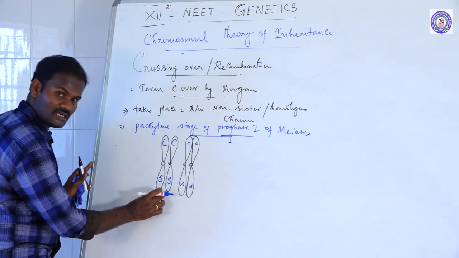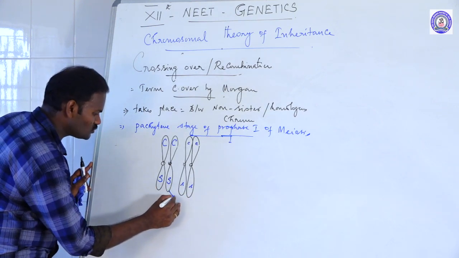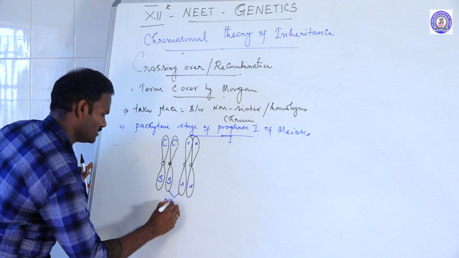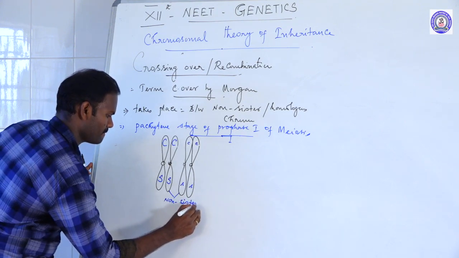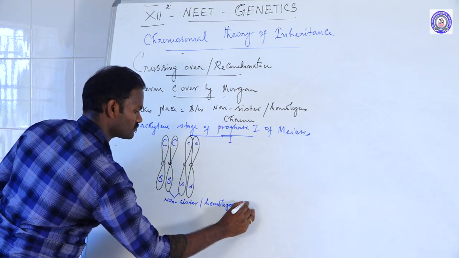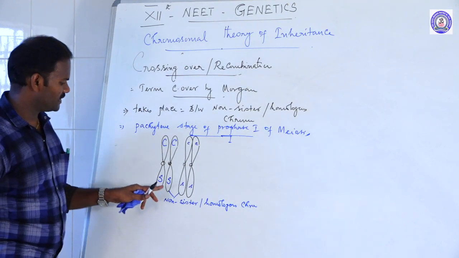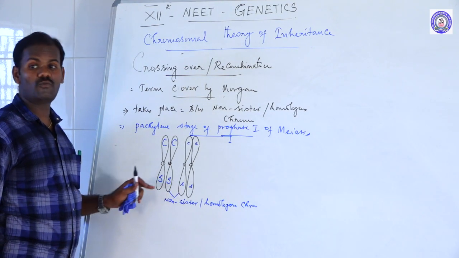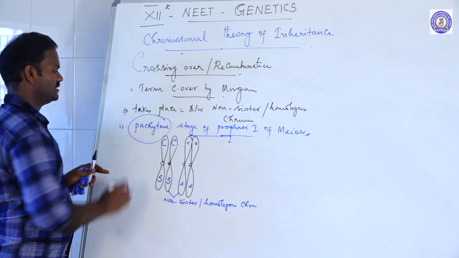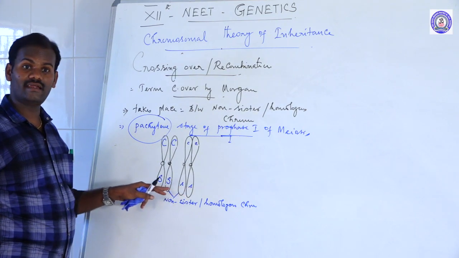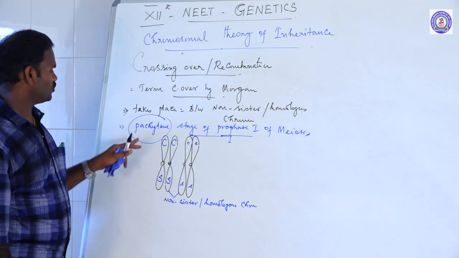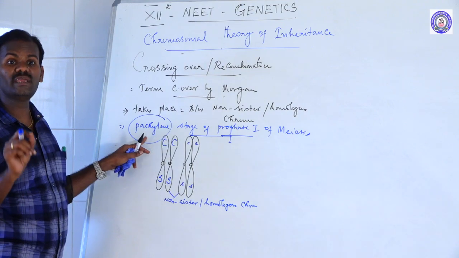The homologous chromatids are also called sister chromatids. But these two are non-sister but homologous chromosomes. So crossing over takes place between the two non-sister chromatids of the homologous chromosome. During the pachytene stage, the bivalent becomes a tetrad. So crossing over takes place in the pachytene stage during meiosis 1.